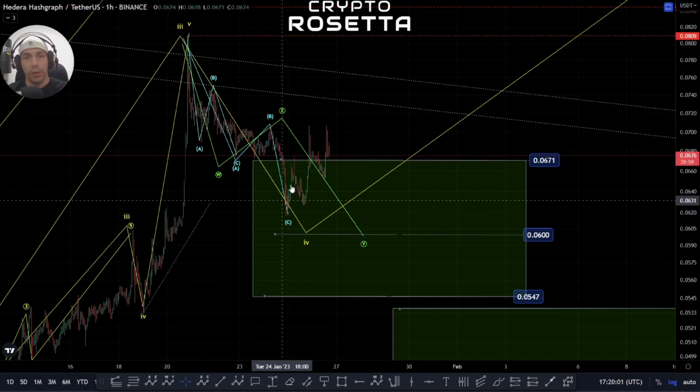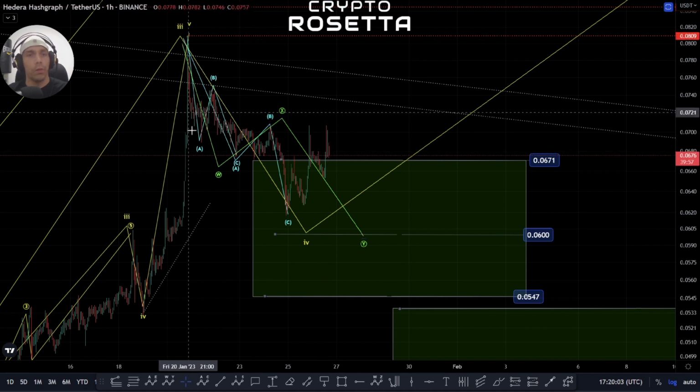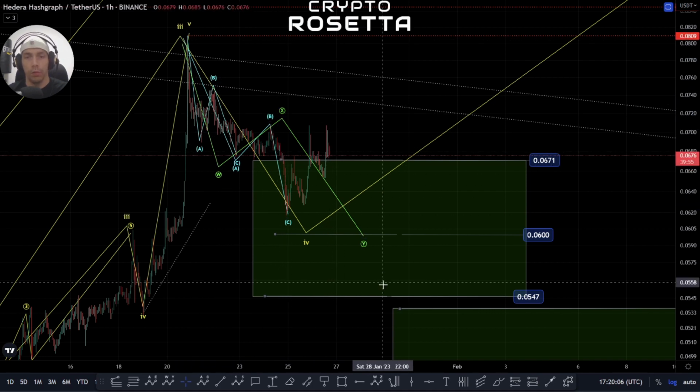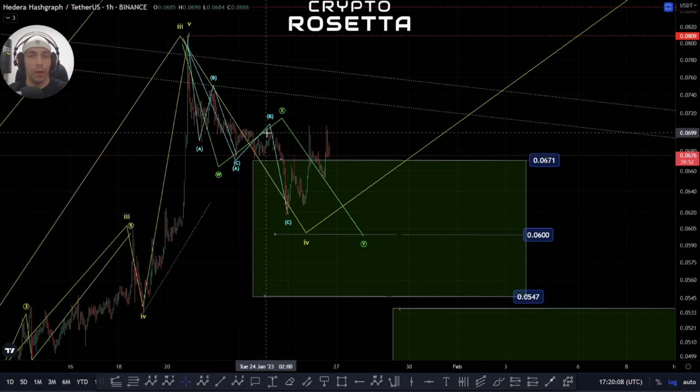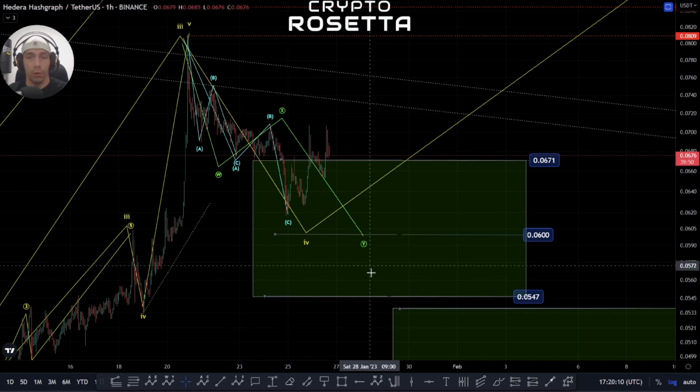diagonal into here, where that's a 1, 2, and then this would be a 1, 2, this would be a 1, 2, and then we look to break down for those next succession of waves. So this would be a 1, 2, 3, 4, 5.